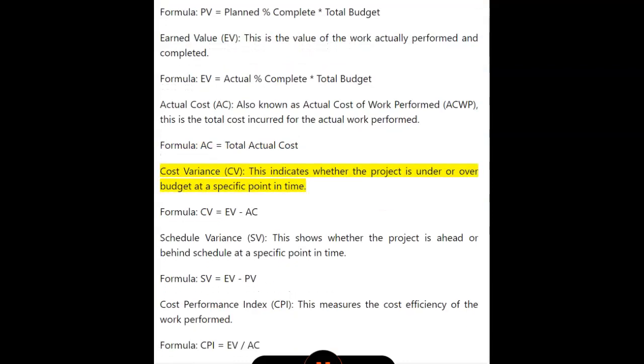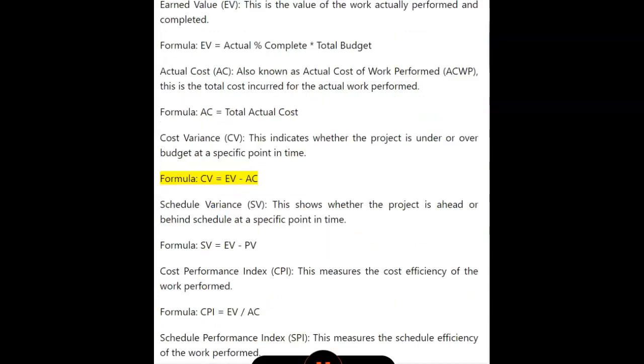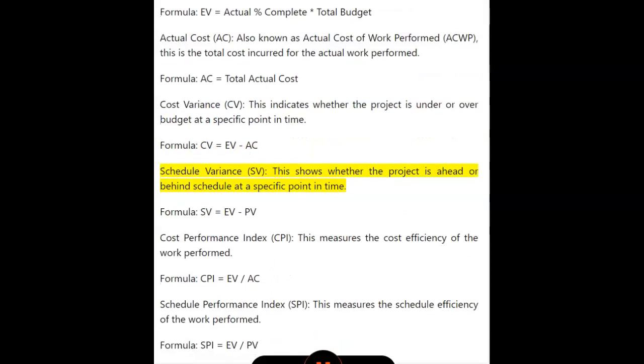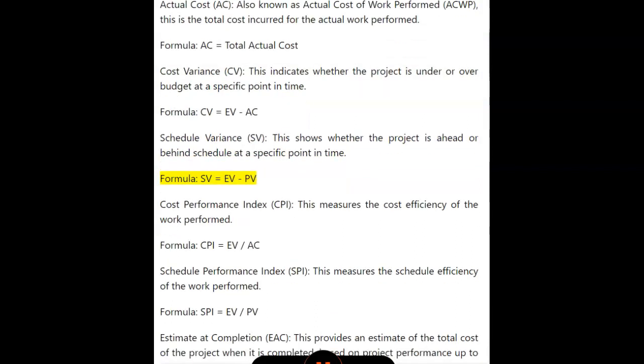Cost variance, CV. This indicates whether the project is under or over budget at a specific point in time. Formula: CV equals EV minus AC. Schedule variance, SV. This shows whether the project is ahead or behind schedule at a specific point in time. Formula: SV equals EV minus PV.